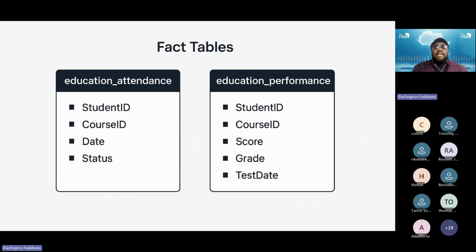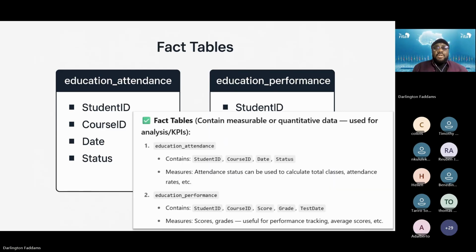And so when you open the attendance and performance, you are going to understand that these are fact tables because they contain measurable and quantitative data you use for analysis and KPIs. So performance is a good KPI that you want to find out, and attendance is also a good KPI you want to find out. If you have an education, a school, and you want to monitor what is happening, of course, performance is a good KPI you want to find out. Attendance is a good KPI you want to find out.